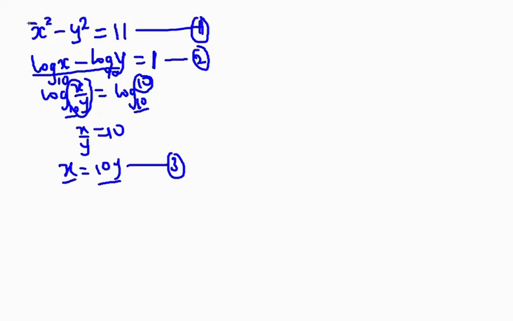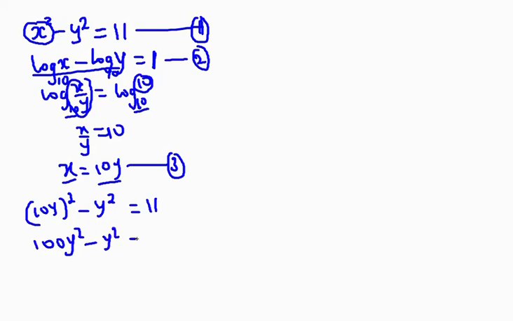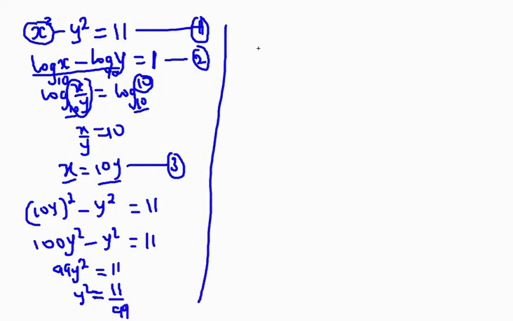So replace x here with what? With 10y. So that gives us (10y) square minus y square equals 11. Now (10y) square is 100y square minus y square equals 11. 100y square minus y square is 99y square equals 11. Now divide both sides by 99 and y square equals 11 over 99. Now 11 over 99 is 1 over 9, so y square equals 1 over 9.